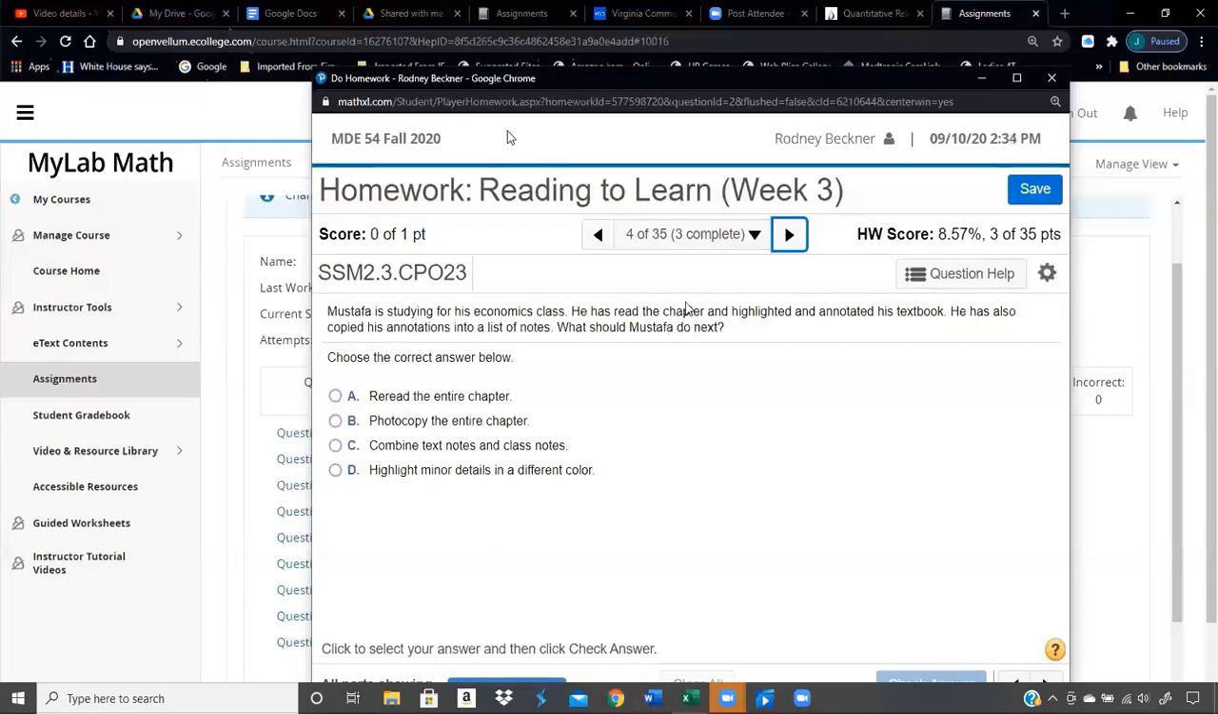So all of these things are good. First, he went and highlighted and annotated simple things. Then he took those and made them into his own notes. So a much smaller collection of ideas, a much more focused collection of ideas. So what should he do next?